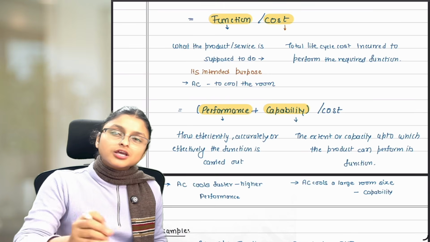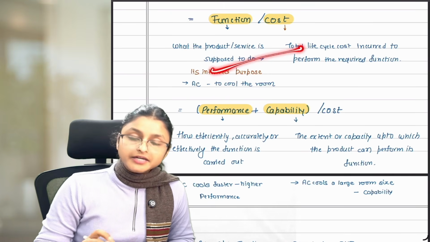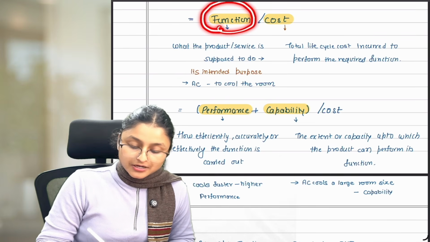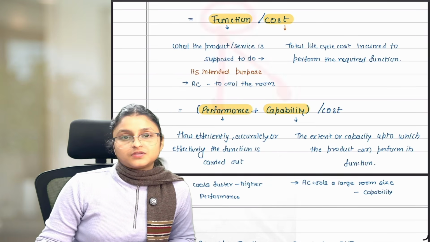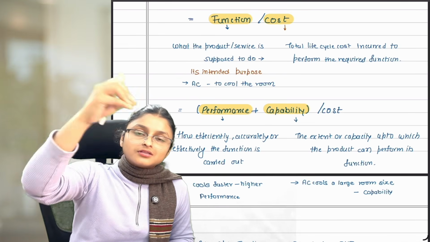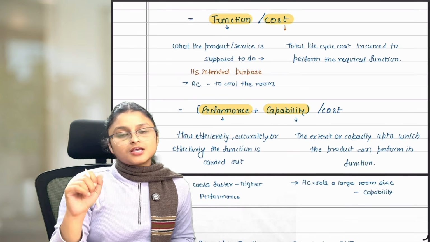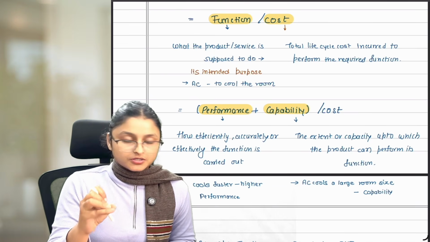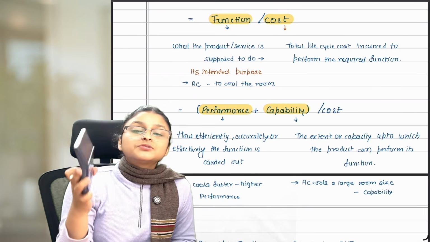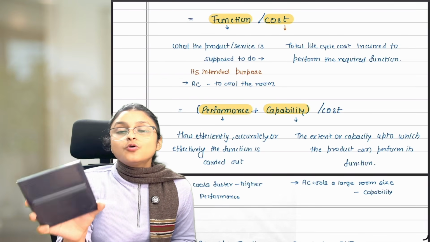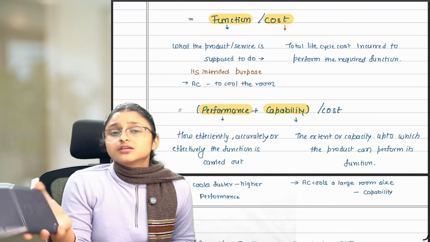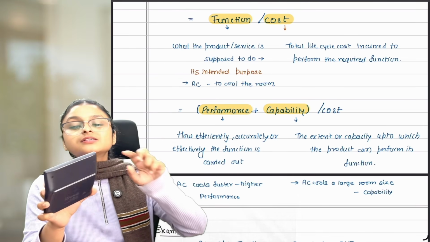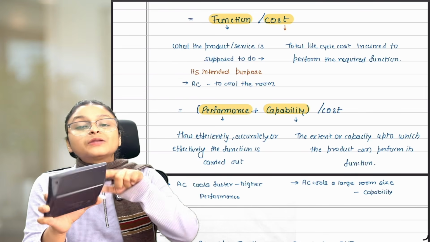Now, what is function? We have already understood that function is the intended purpose of the product. But function can be measured through performance and capability. So function is all about the performance and capability of the product. Performance is how well the particular product is performing its intended function. Like the calculator's aim is to calculate things, right? So how well the calculator is calculating everything, that is the performance of the product. And capability means how many digits this particular calculator can handle.